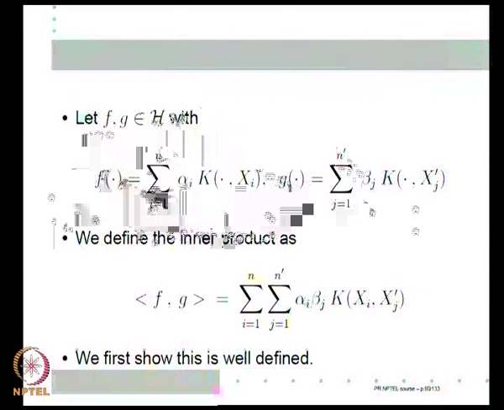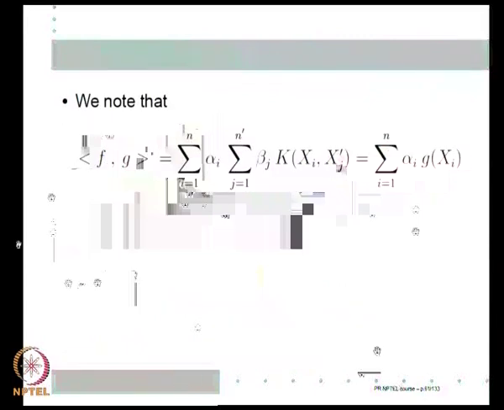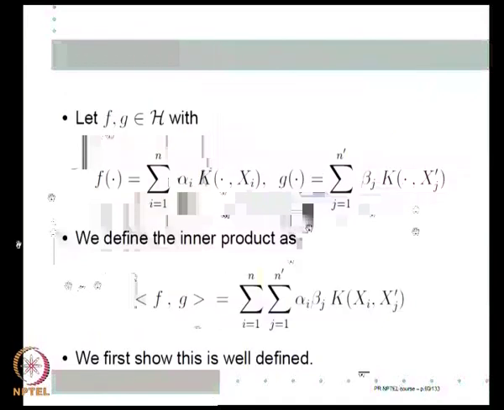So essentially what we have to show is that the inner product is not dependent on these alpha_i's and beta_j's, because they can be different kinds of representations. The inner product should not be dependent on the expansion coefficients. So, first let us show that it does not depend on the expansion coefficients. In the inner product as we defined, I can take alpha_i outside, and what I have is the summation over j equal to 1 to n prime of beta_j k(x_i, x_j prime). Now g is the summation over j equal to 1 to n prime of beta_j k(., x_j prime), so g(x_i) will be the summation of beta_j k(x_i, x_j prime).